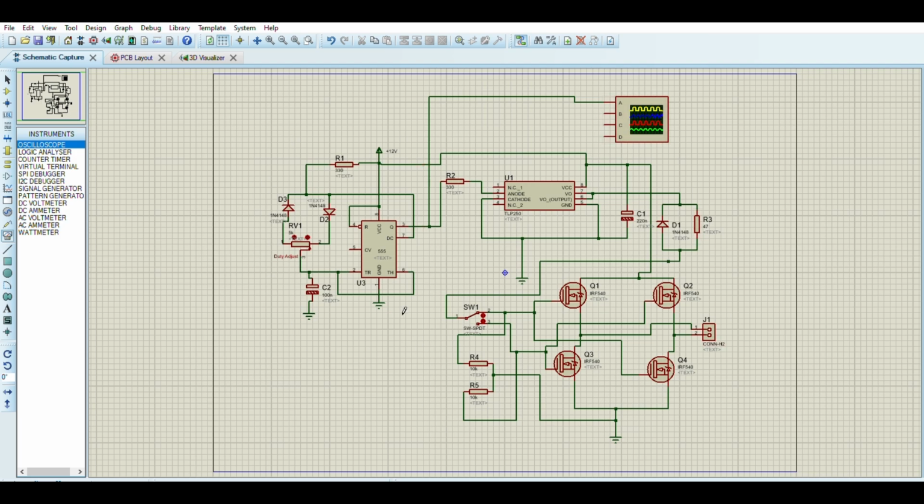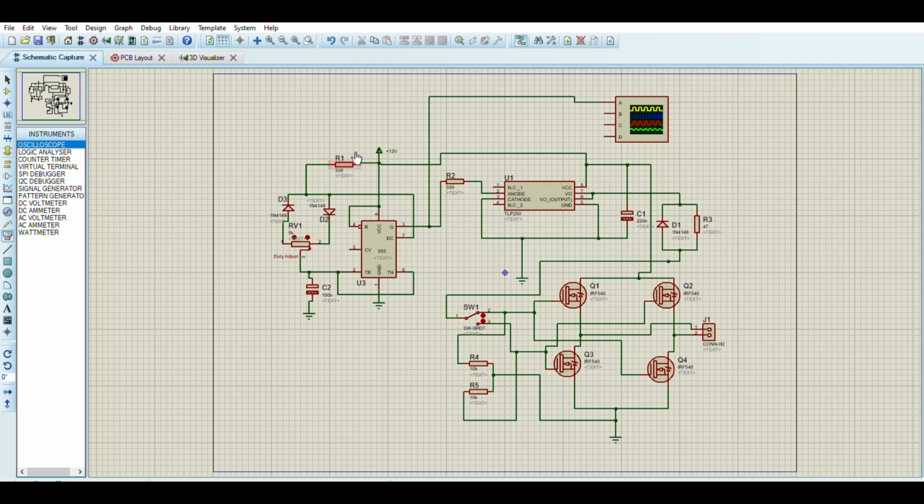Okay, what I am showing you on this screen, but I am sorry that I can't simulate these things at this moment, because there is a little bit of a problem with this TLP250 IC. It's not running, but the rest of the things are running very well. But at this moment I am sorry that I can't simulate these things.